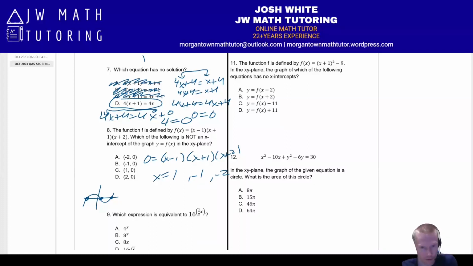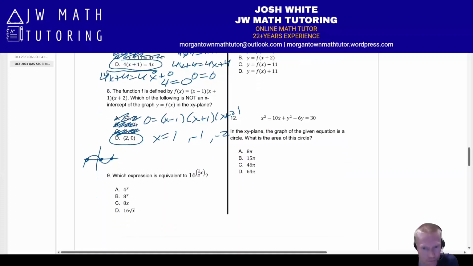So we've got 1 here that is an intercept, we've got -1 that is an intercept, and we've got -2. So which of these is not an intercept? It is D. 2, 0 is not an x-intercept.